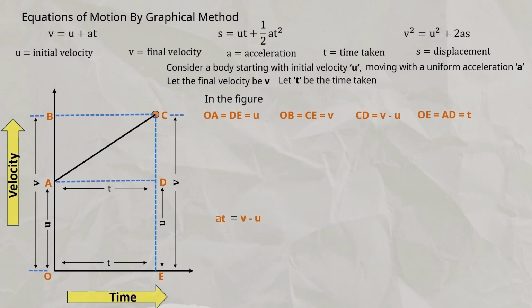From the previous derivation, we know that at is equal to v minus u. Now, we are going to use this in the next equation. Therefore, we will add it into our data.